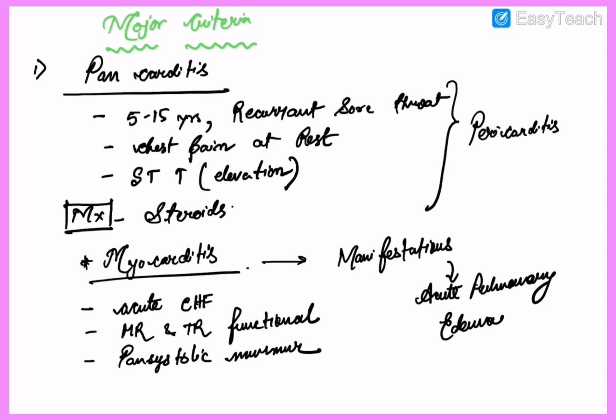Coming to myocarditis, which is manifested by acute pulmonary edema, acute congestive heart failure, functional MR, and pansystolic murmur.